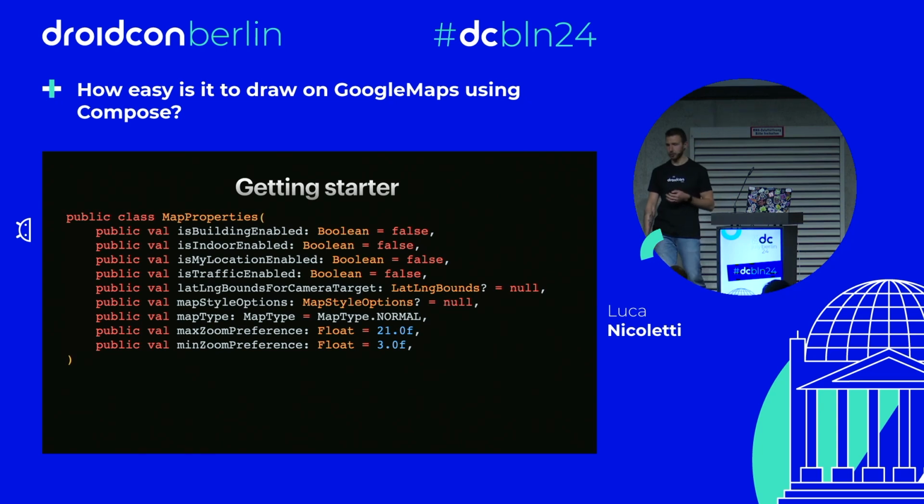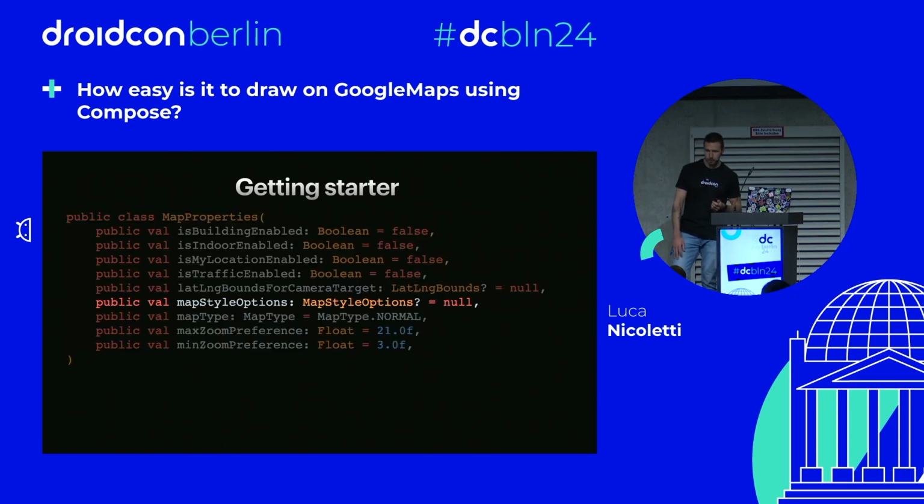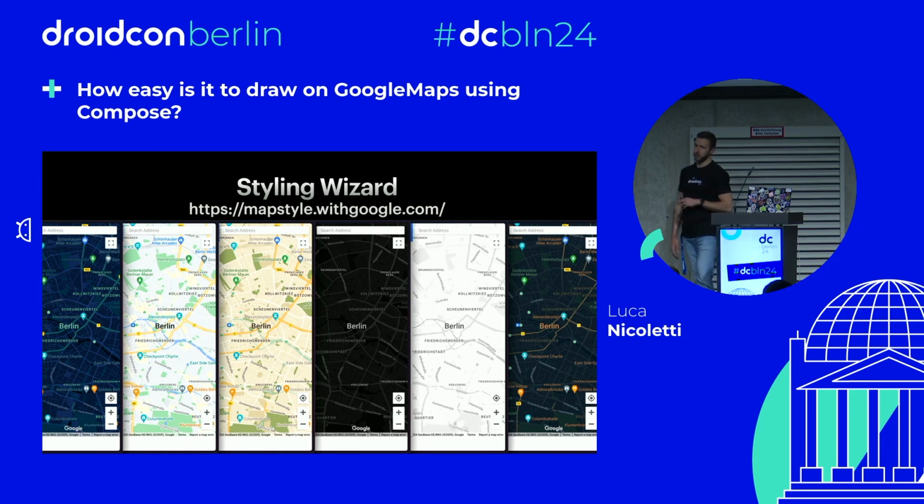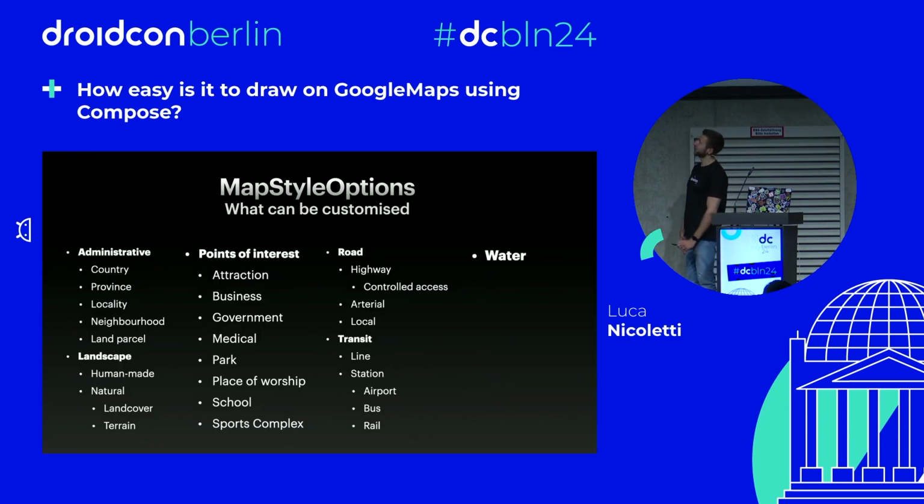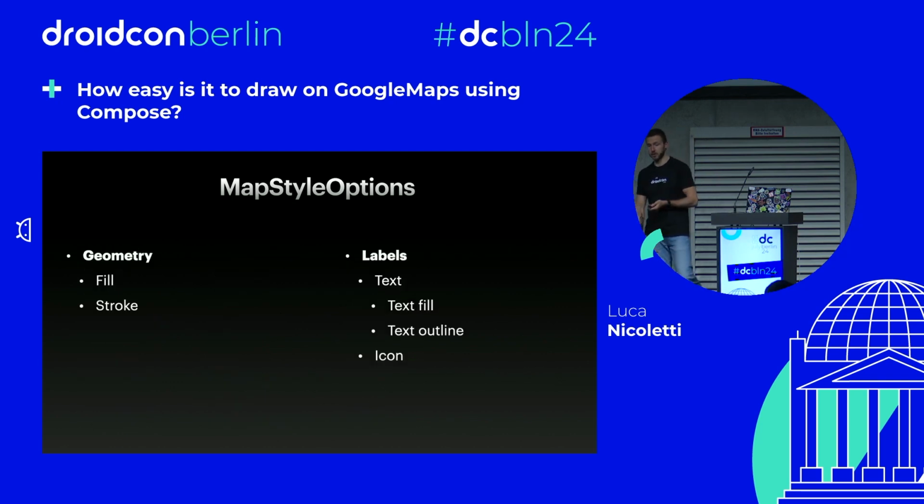the one that you're looking for is the map style option. There is a styling wizard, which is deprecated. More on this later on. You can head over the link there and pick from one of these 6 styles pre-built for you and customize all of them. You can customize quite a few things, administrative things, landscape, points of interest, roads, and water. And for every single one here, you can customize the fill color, the border color, and the labels, both with the text color, stroke color, and the icon.